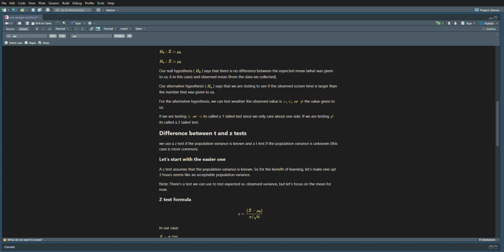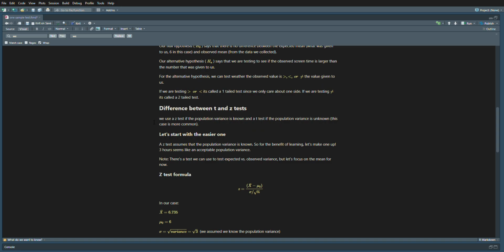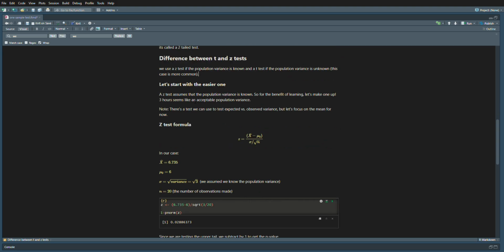So now there are two types of one-sample tests. There's a z-test and a t-test. The z-test is easier, but the only difference is that we use a z-test if the population variance is known, and a t-test if the population variance is unknown. And it's more common that we don't know the population variance. So for the sake of it, let's say we do know the population variance, so we can use a z-test.